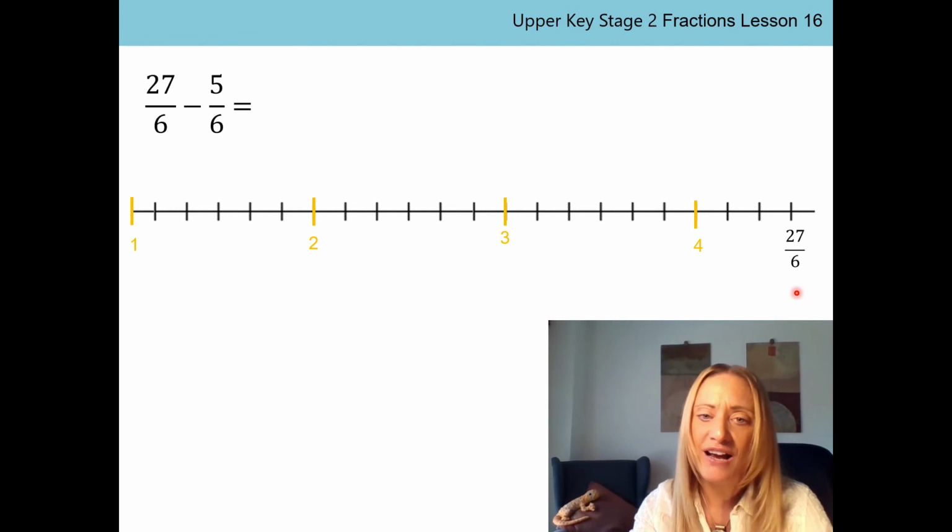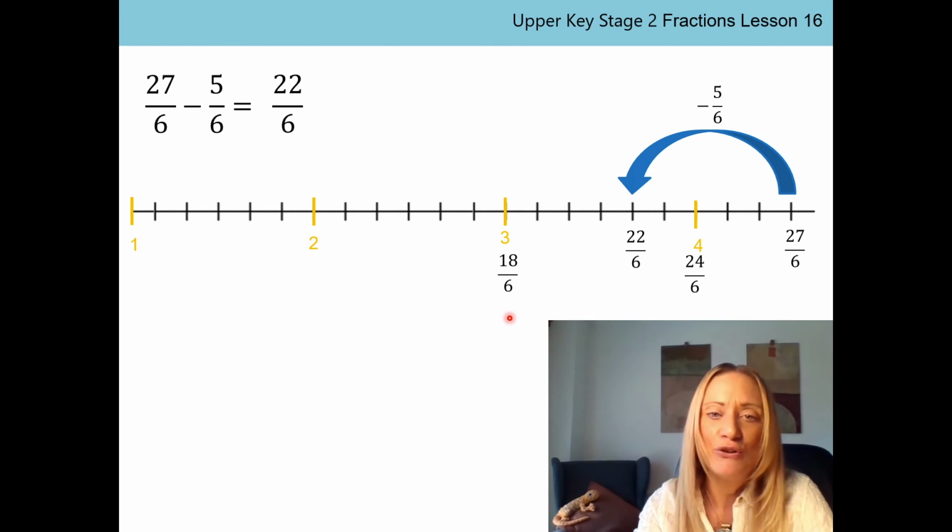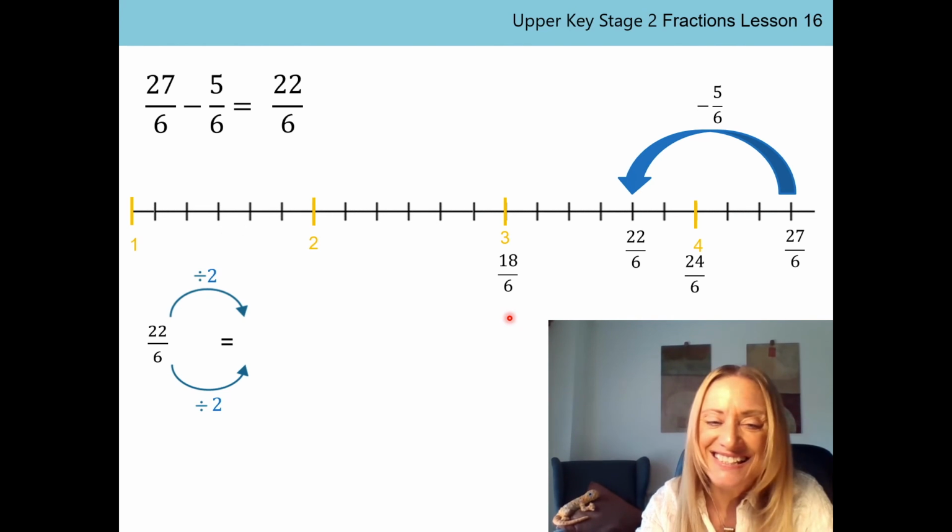And then I'm going to subtract 5 sixths. And where did you put that? Yes, if I subtract 5 sixths, I end up there, don't I, with 22 sixths, which is between 24 sixths and 18 sixths, which we counted before. Okay, how did you simplify it? Did you find the highest common factor of the numerator and the denominator? And what is that? It's 2 again, isn't it? Yes. So 22 and 6 are both in the 2 times tables.